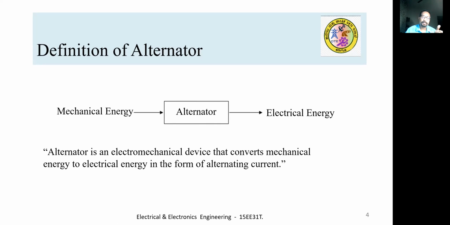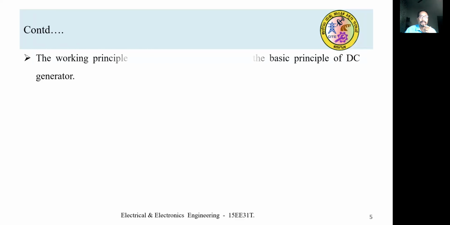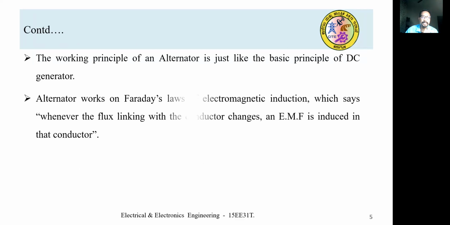This is just before going to understand the principle of operation of alternator. This is the definition. Next, as I told you, the working principle of alternator is just like the basic principle of DC generator. Regarding the principle of operation, there is not much difference between the alternator and the DC generator.